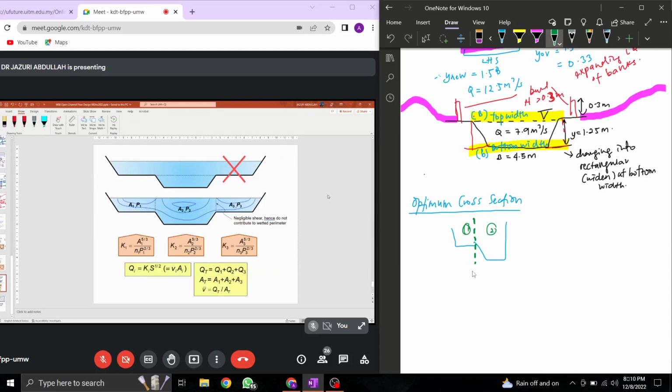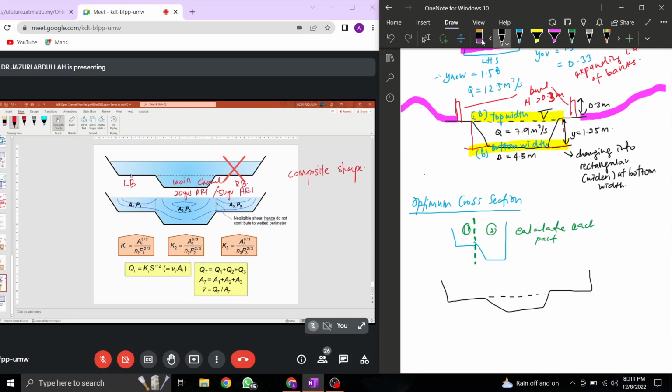So what I told you earlier, if we have several components, we call it a composite shape. This part we call the main channel. This we call the left bank, and this we call the right bank. As I said, the main channel can usually be designed up to 20 years ARI, or maybe 50 years ARI, depending on the area.